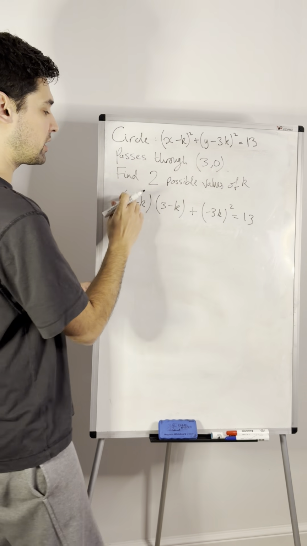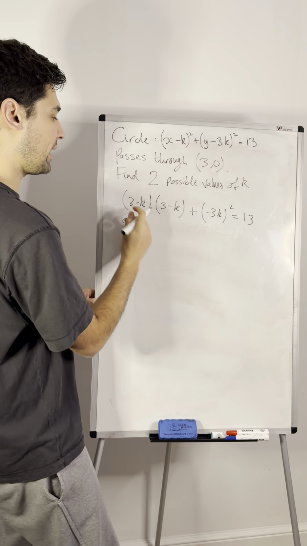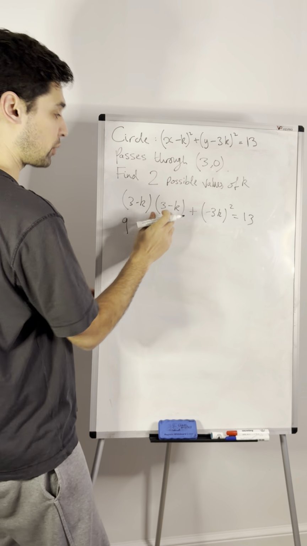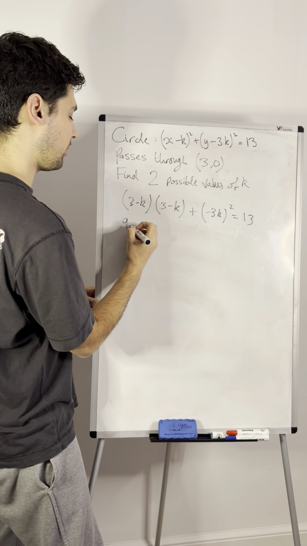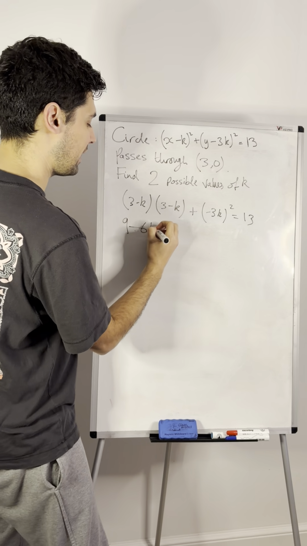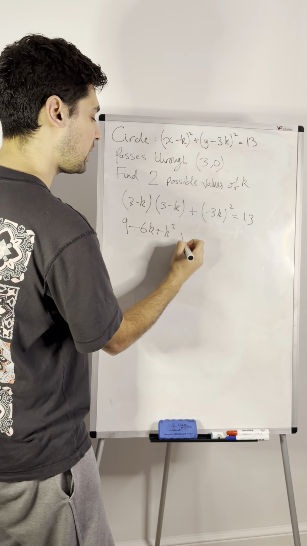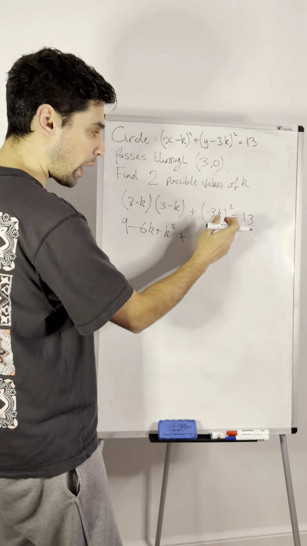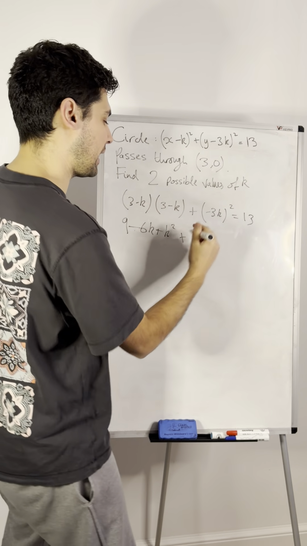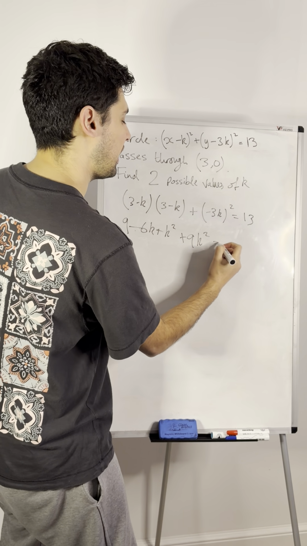Now the full expansion of this is going to be 3 times 3 is 9. 3 times negative k, times 2, since it's two of the same thing, negative 3k, so it's going to be negative 6k. Overall, negative k times negative k is k squared, plus negative 3k all squared is going to be positive 9k squared. So 9k squared there equals 13.